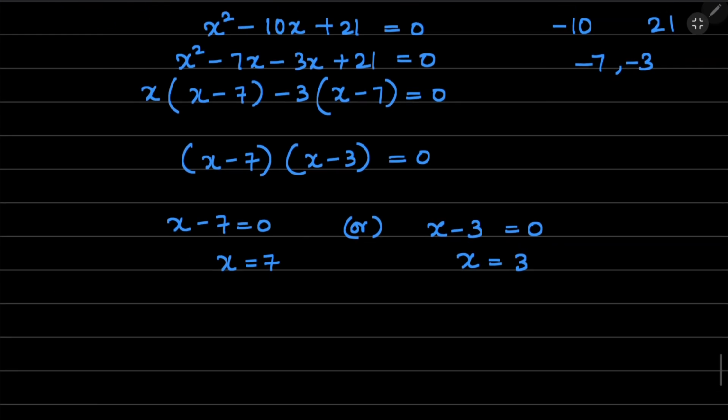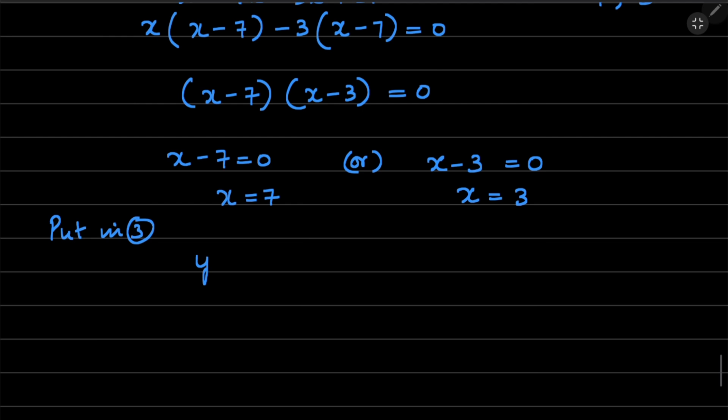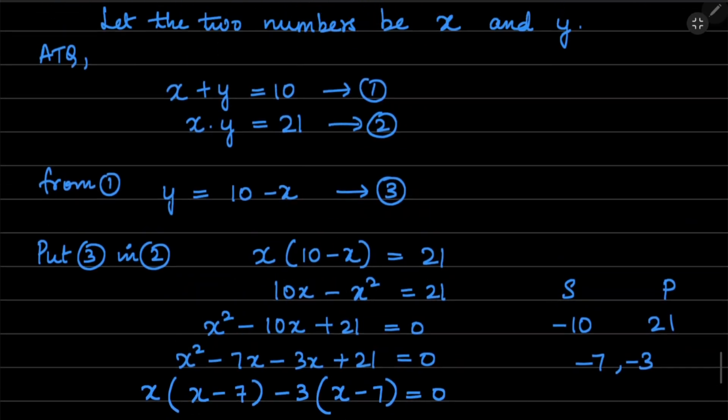Now you can put it in equation 3. So what is this? Y equal to 10 minus x, right? So we know x now. So y equal to 10 minus 7. What is 10 minus 7? Is 3. And in this case, y is equal to 10 minus 3, which is equal to 7. So what are the two numbers? Therefore, you can write the two numbers are 3 and 7. That's your answer. Is it clear? I hope you understood.